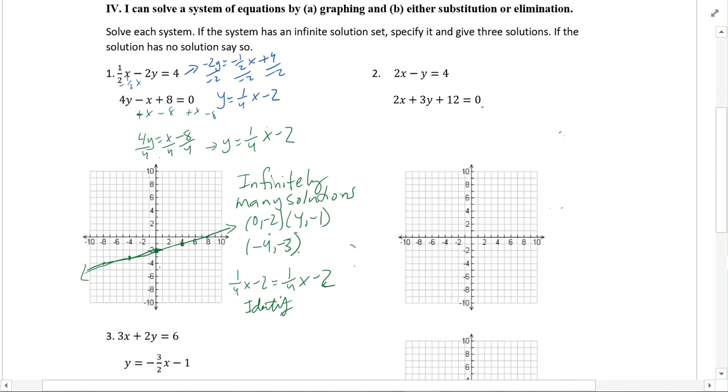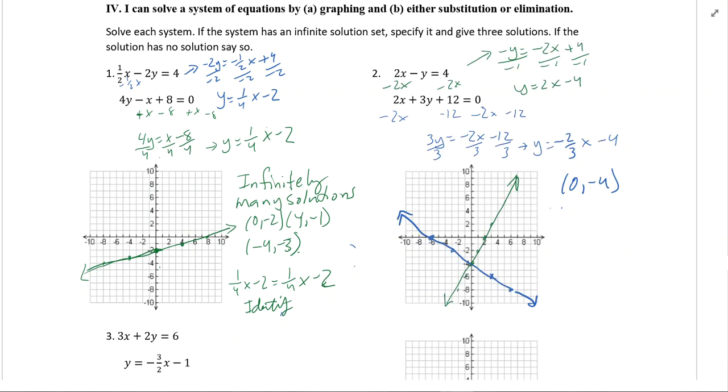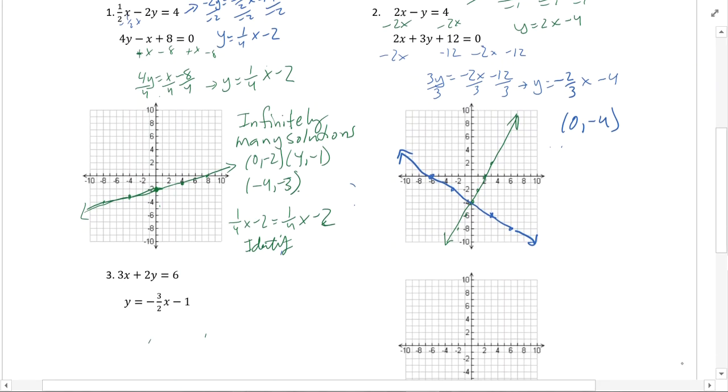Okay, now number 2. So for number 2, you need to put both of them into slope-intercept form and then graph them. All right, so pause the video and go ahead and try that. Okay, so let's take a look at our 2 lines here. So these 2 lines intersected at 0, -4. If you notice, they both had -4 as their intercept, so that was the starting place for both of them. And so that's where the 2 lines happen to cross, at 0, -4.